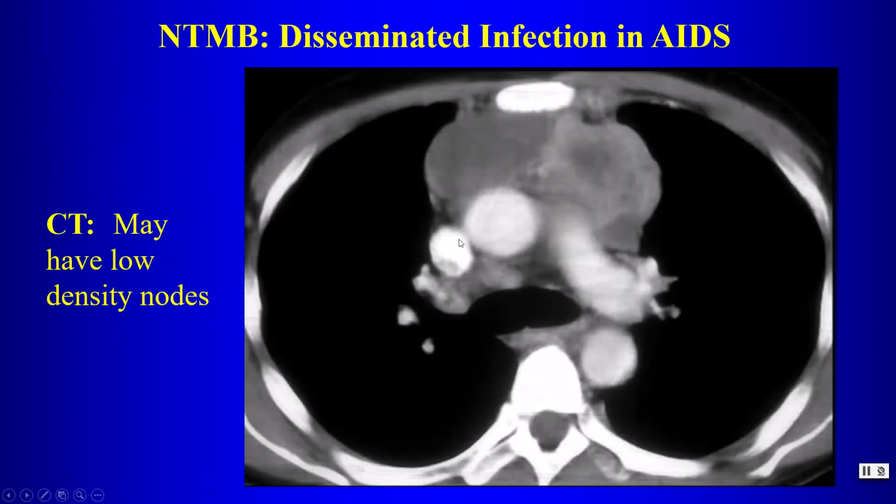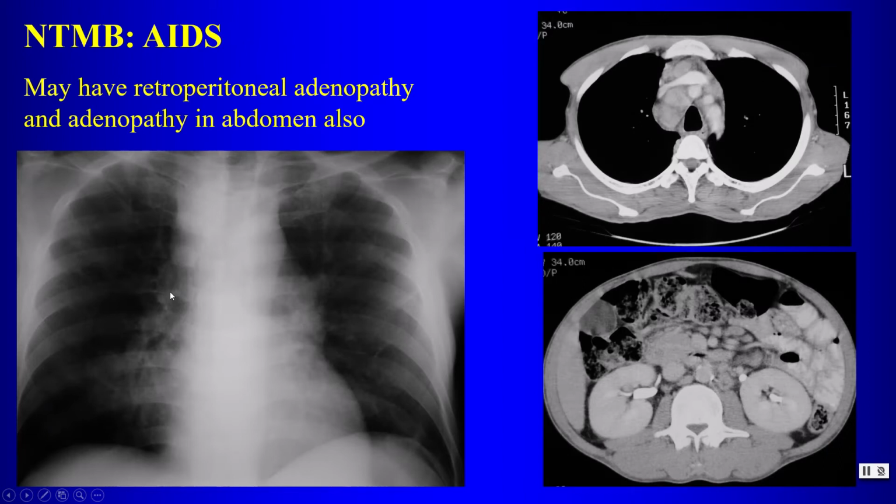Sometimes, though, the lymph nodes can be low attenuation, like we've seen with tuberculosis, but atypical mycobacterial infection in patients who are HIV positive can also give you this appearance of low attenuation lymph nodes with peripheral enhancement. They can also get lymphadenopathy within the abdomen, retroperitoneal lymph nodes, and adenopathy elsewhere besides the chest, in patients who are HIV positive who get infection with atypical mycobacterial organisms.